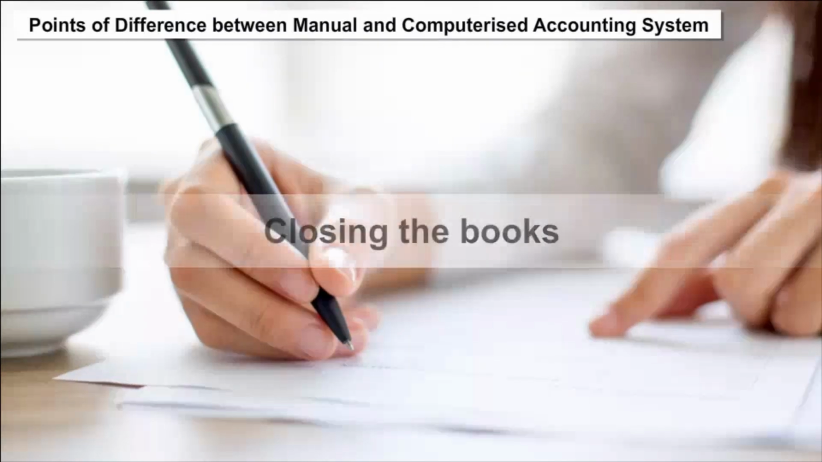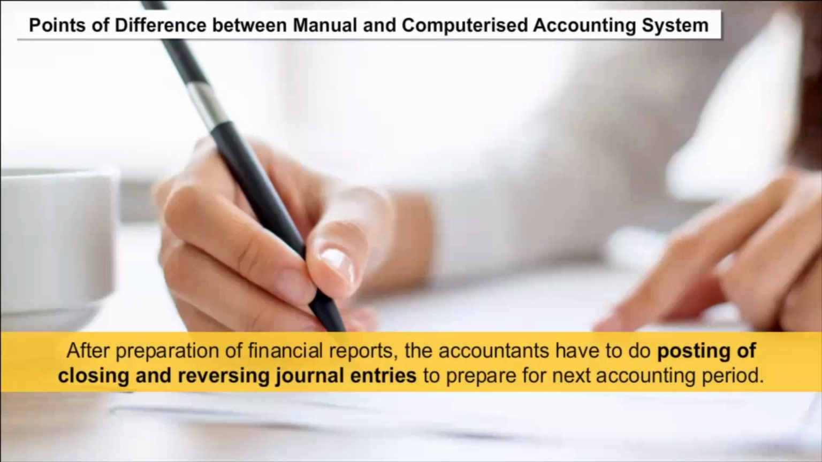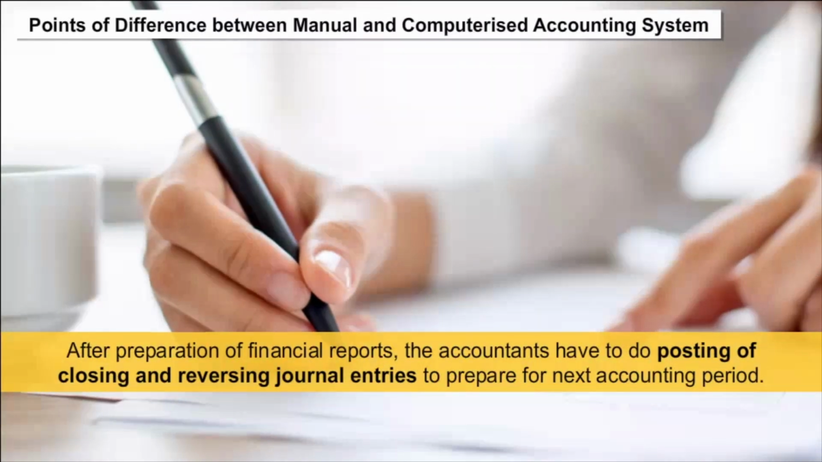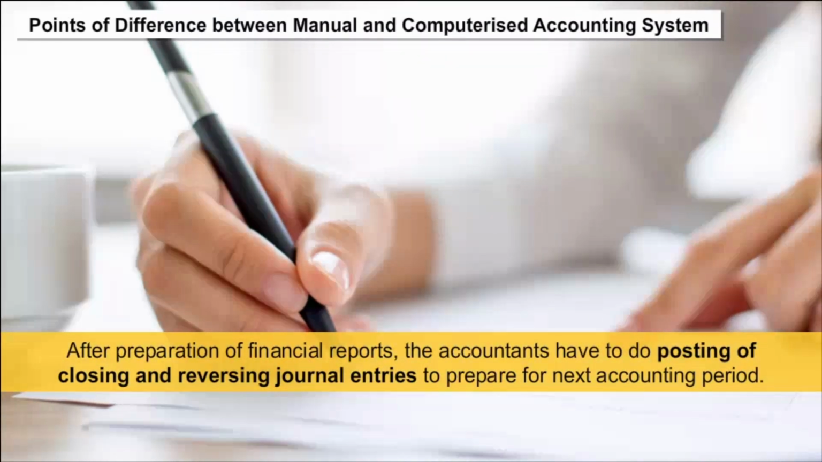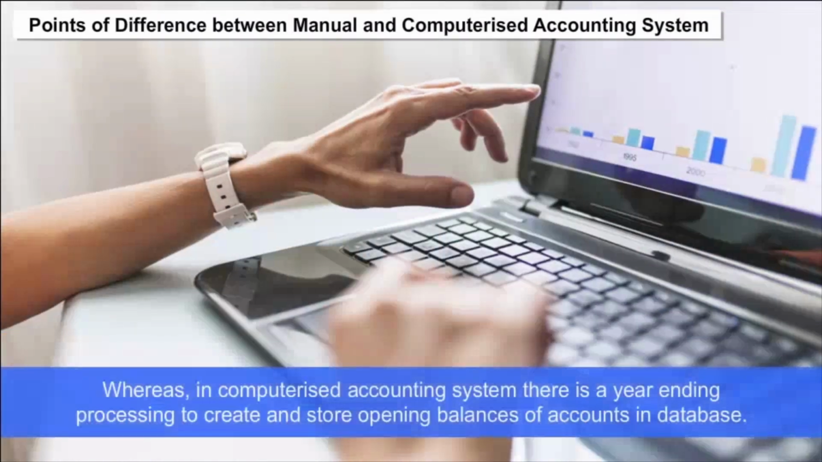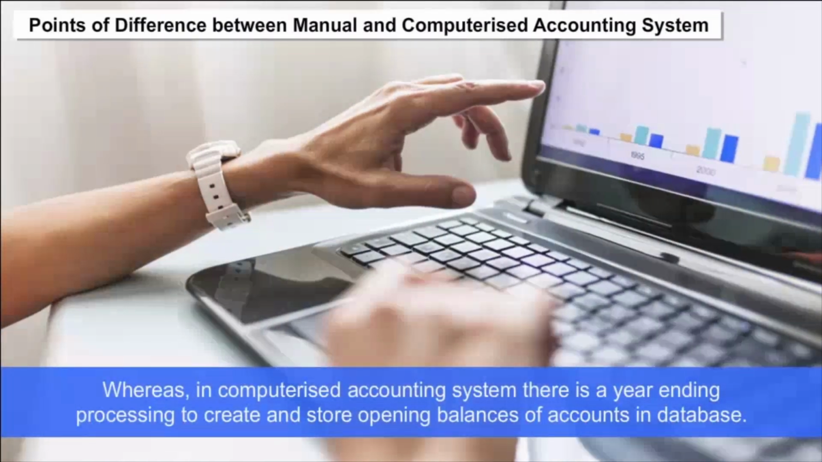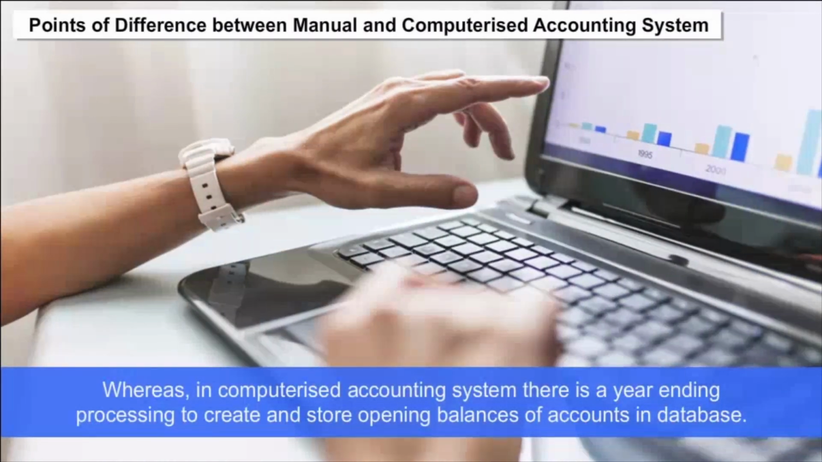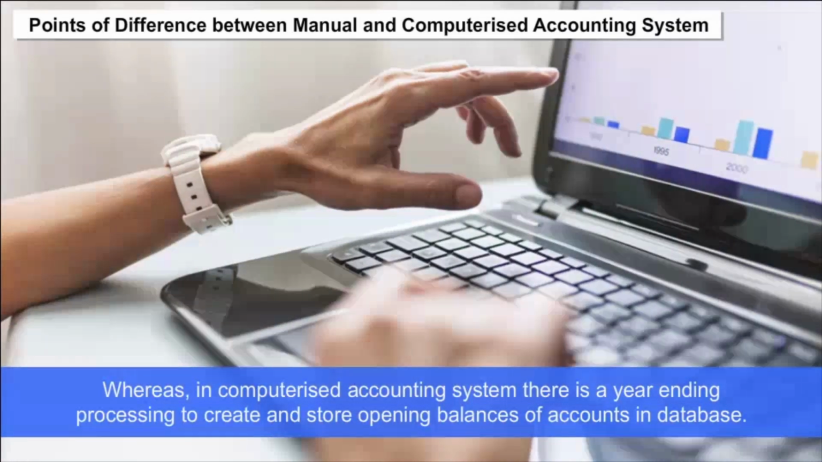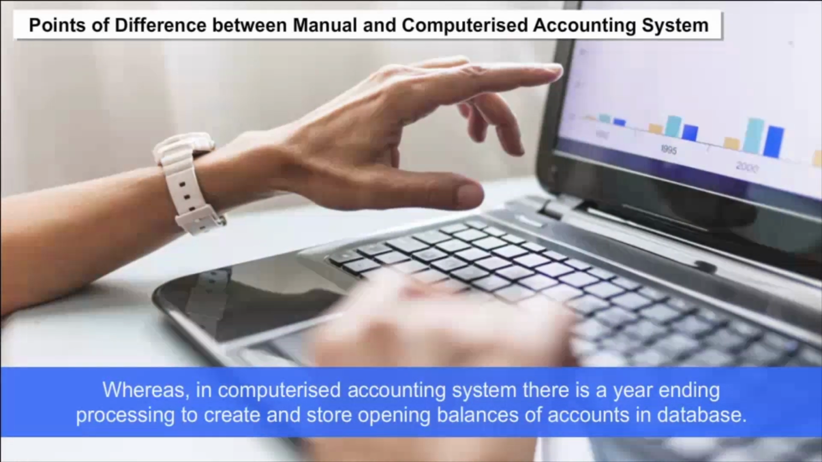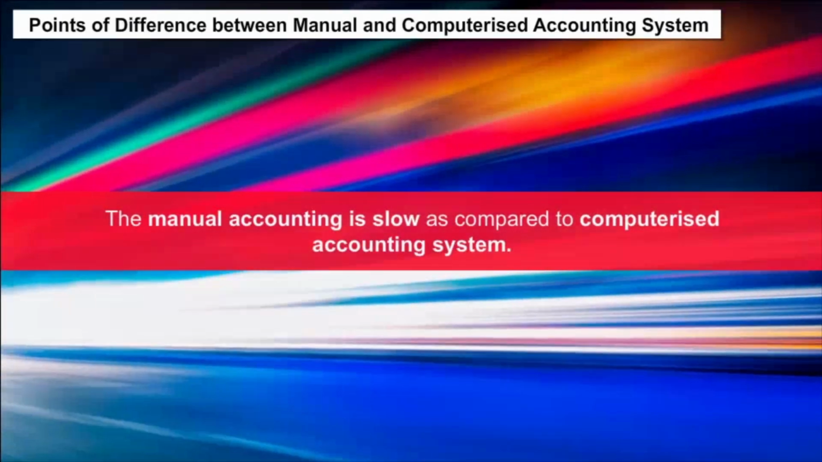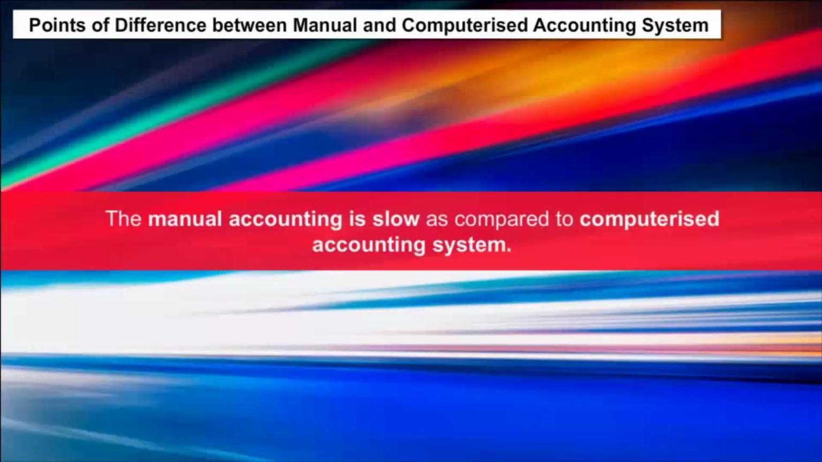Closing the books. After preparation of financial reports, the accountants have to do posting of closing and reversing journal entries to prepare for the next accounting period, whereas in computerized accounting system, there is a year-ending processing to create and store opening balances of accounts in the database. Speed. The manual accounting is slow as compared to computerized accounting system.